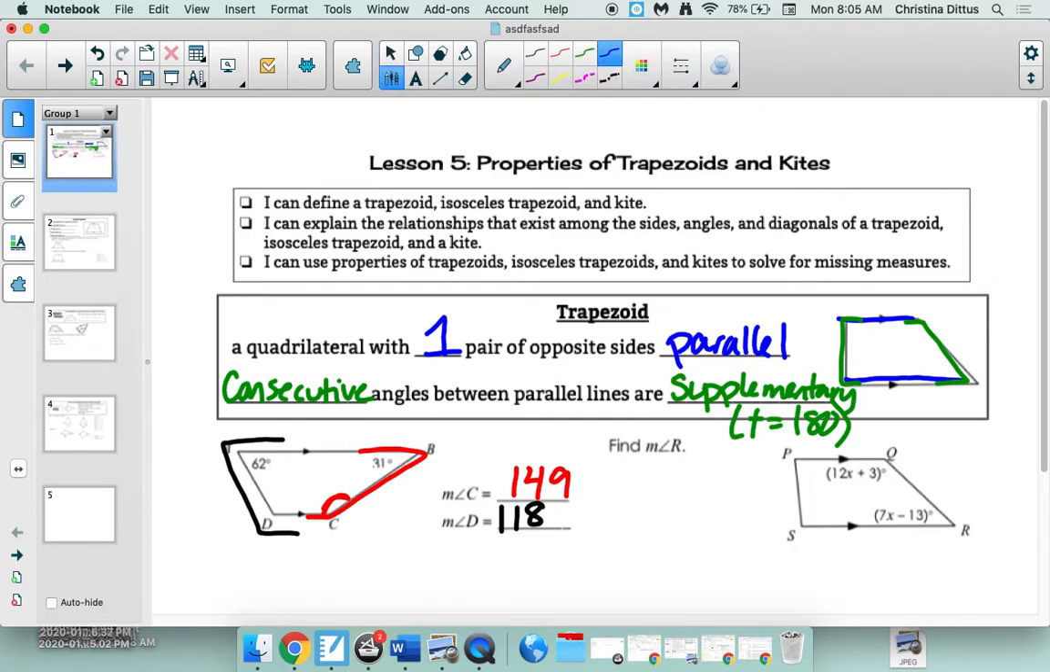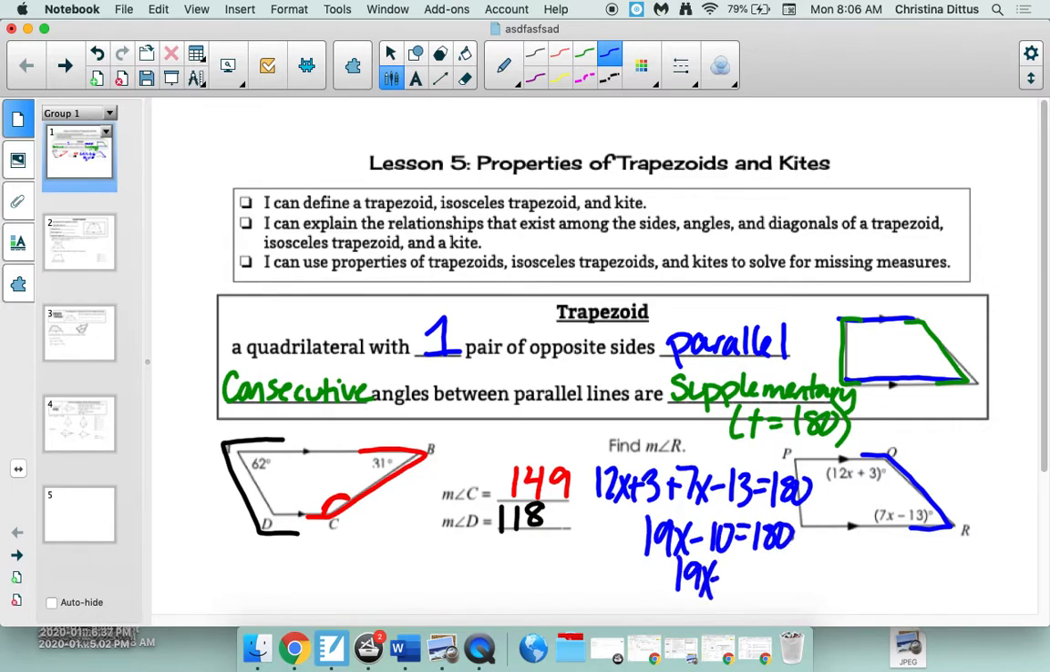All right, how are we feeling so far? Fantastic. All right, what do I know about these two things labeled X? They're supplementary, which means they add up to 180. So what should I do? There we go. Add them up. 12x plus 3 plus that other angle, 7x minus 13, has to equal 180. How much total x do I have? 19x minus 10, right?